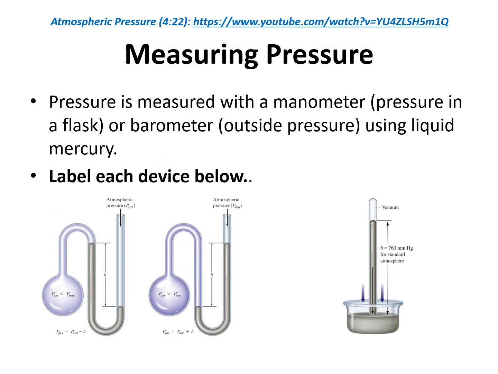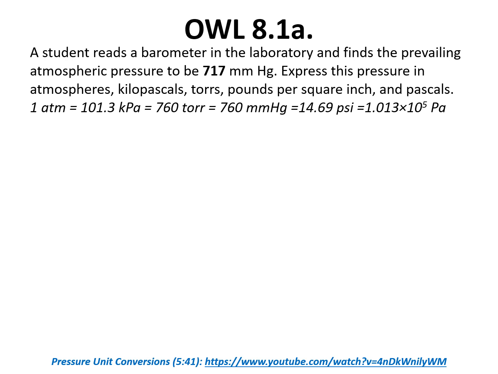Pressure is measured in a flask using a device called a manometer. It's measured in the atmosphere by using a barometer. And in the diagram below, we see that the manometers are on the left and the barometer is on the right. OWL 8.1 will give you a chance to practice interconverting between different pressure units.